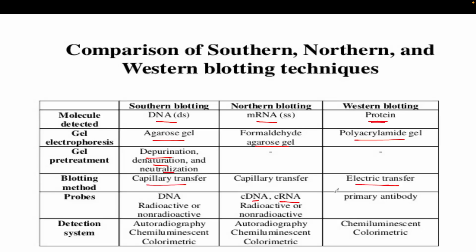In the case of western blotting, it should be a primary antibody, not a probe. And this antibody can also be radioactive or non-radioactive. The detection systems here are autoradiography, chemiluminescence, and colorimetric. Here also, autoradiography, chemiluminescence, colorimetric. In western blotting, we generally don't prefer autoradiography. We generally prefer chemiluminescent and colorimetric detection. So these are the differences.